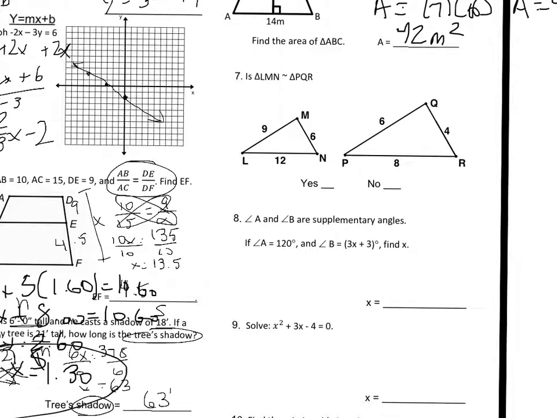Okay, the next one. Are these two triangles similar? Well, we have our three methods. Angle, angle, I don't see any angles. Side, angle, side, I don't see any angles still. All three sides I do have.